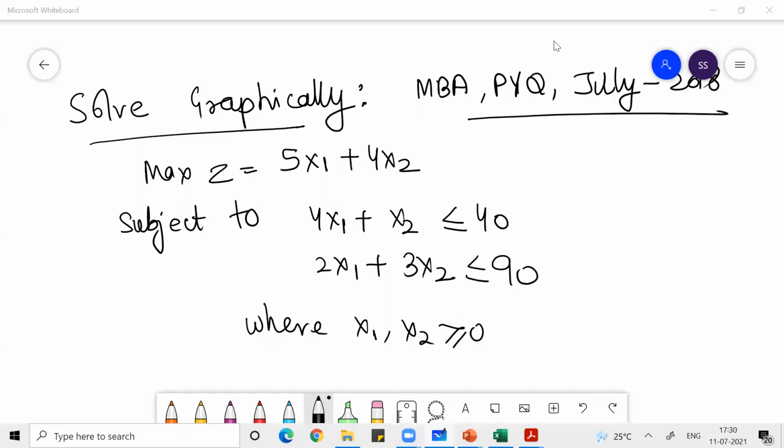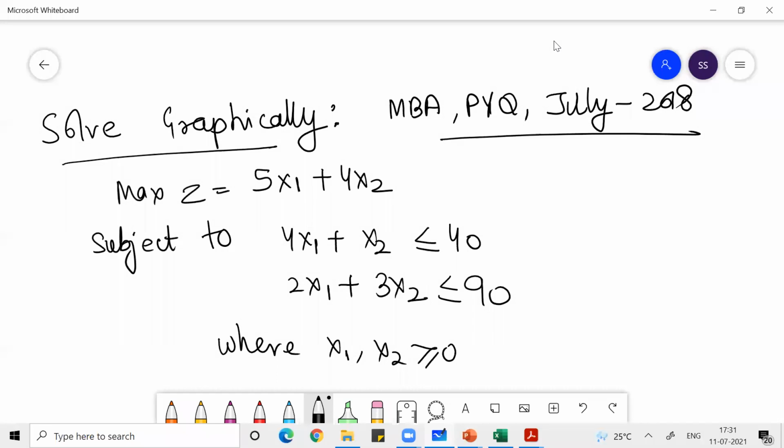So welcome back, everyone. And now we'll solve this question which came in July 2018 in your Bangalore City MBA exam for a subject called Quantitative Techniques and Operation Research. So this is a question of graphical method where this is the objective function: maximize z = 5x1 + 4x2.